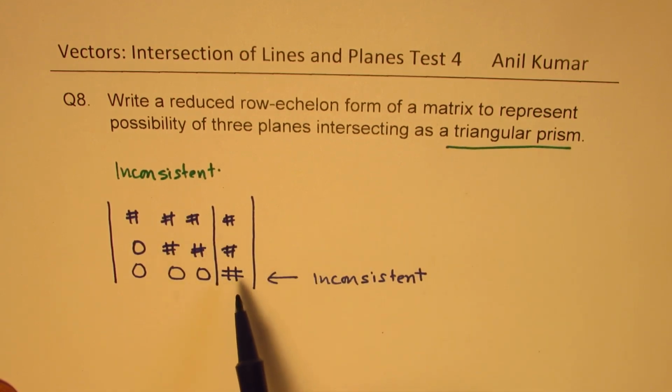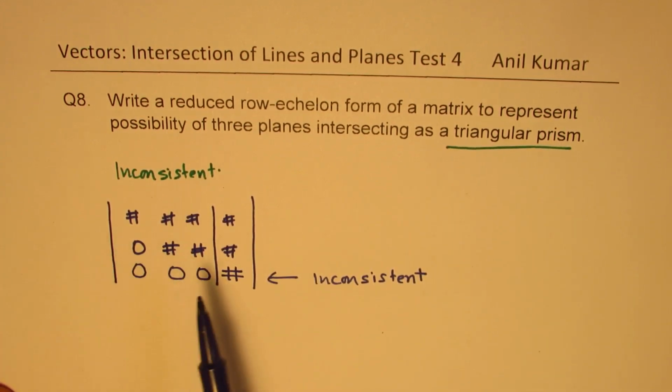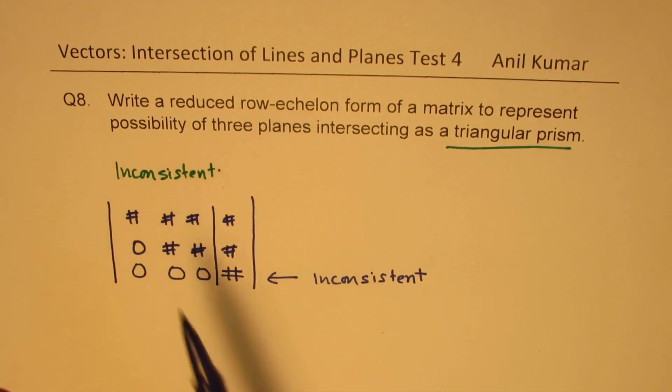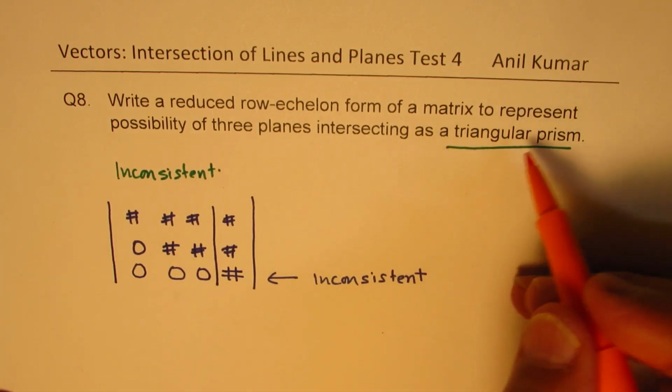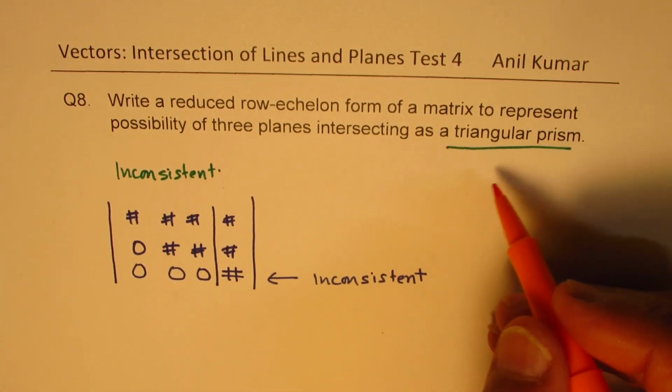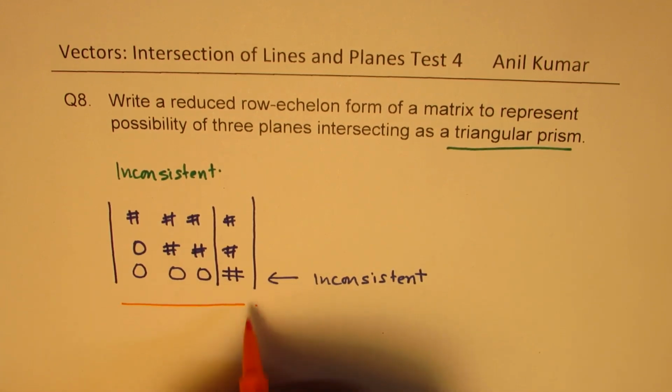So that is a reduced row equivalent form where we are expecting the planes to intersect as a triangular prism, correct? So that could be our solution. I hope that makes sense.